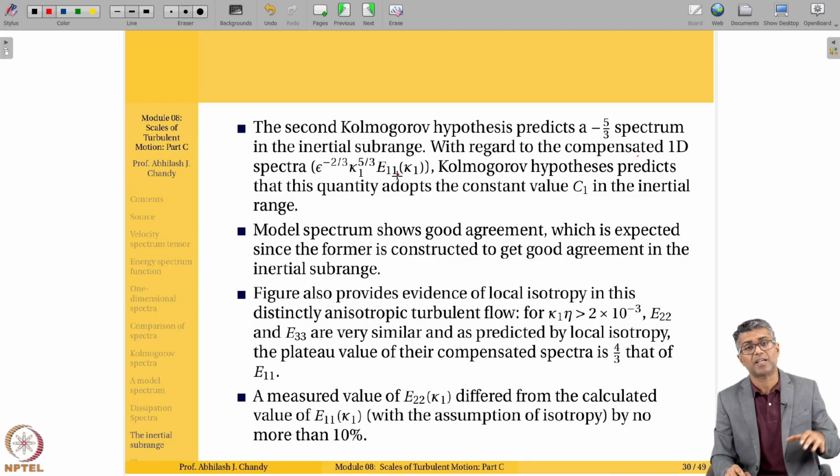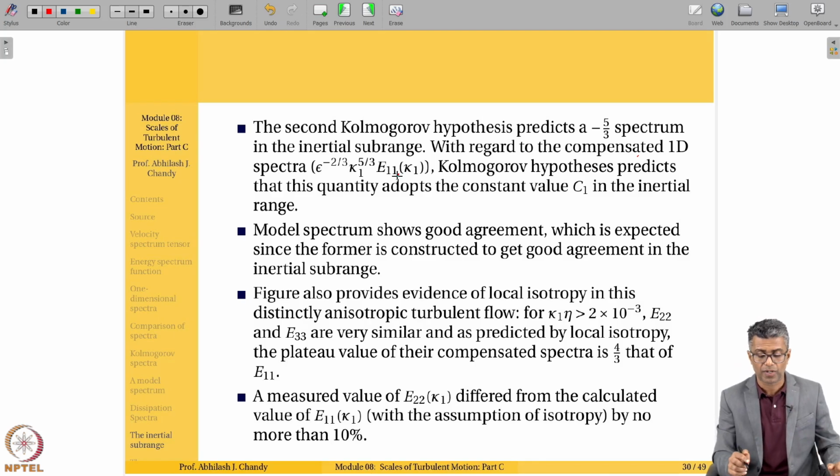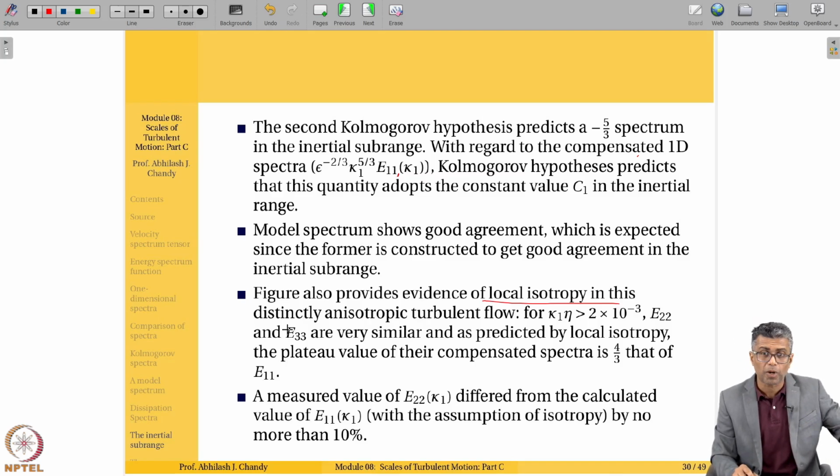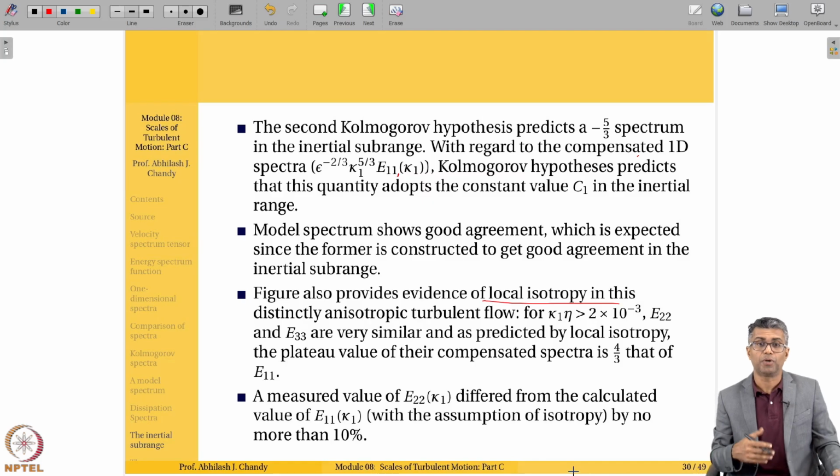The interesting thing is, the experimental data also shows something very similar. It shows evidence of local isotropy in this distinctly anisotropic turbulent flow. What do I mean by that? It's turbulent boundary layer flow, so it is an anisotropic turbulent flow. But E22 and E33 are very similar because of the local isotropy, right? And the plateau value of the compensated spectra is 4/3 that of E11.